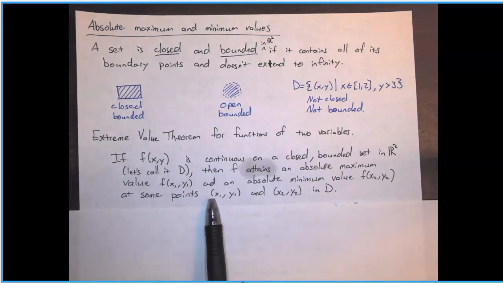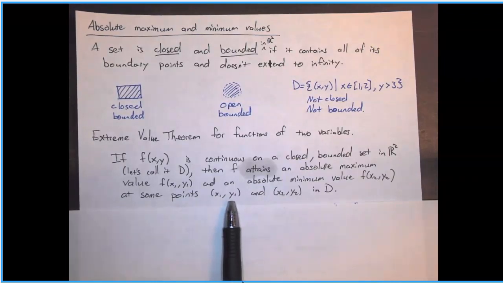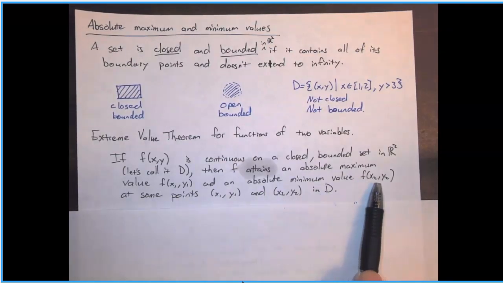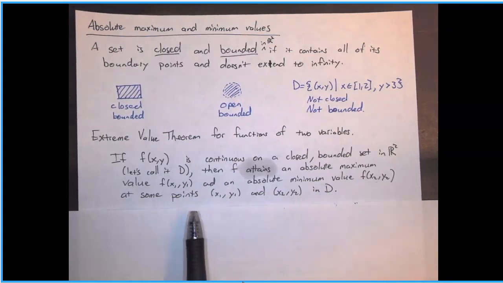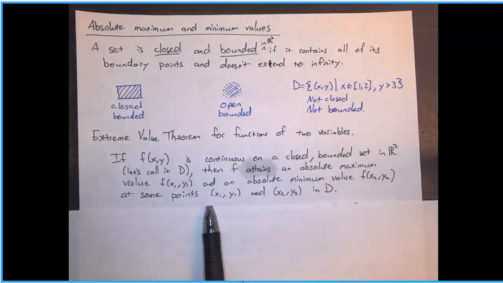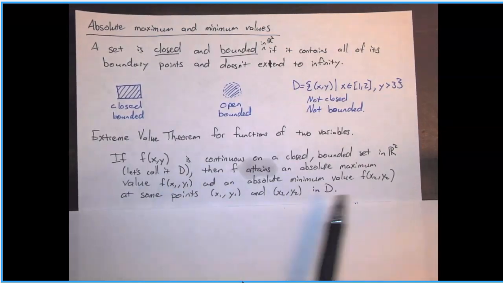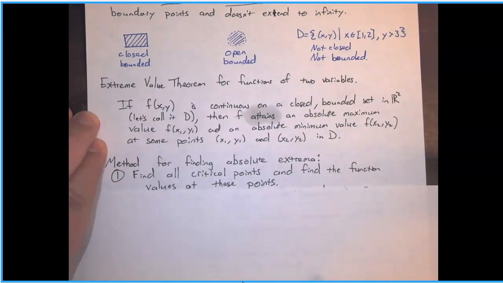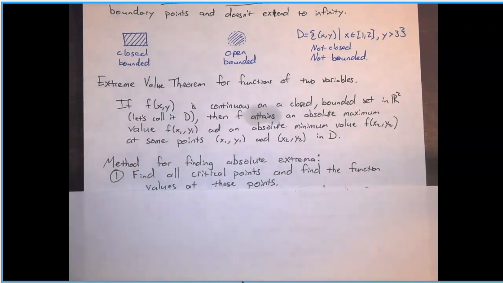Now here I've written at some points x1, y1, that's where it attains its maximum. x2, y2, that's where it attains its minimum. It could be multiple points. We're guaranteed to have at least one each of these, where it's a maximum and a minimum. But you could have multiple points that give you a maximum or multiple points that give you a minimum. Okay, now what we're really concerned with is how do we find these absolute extrema?